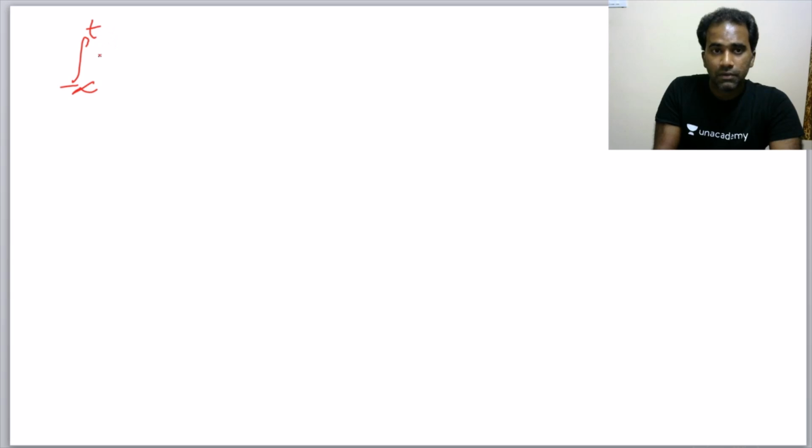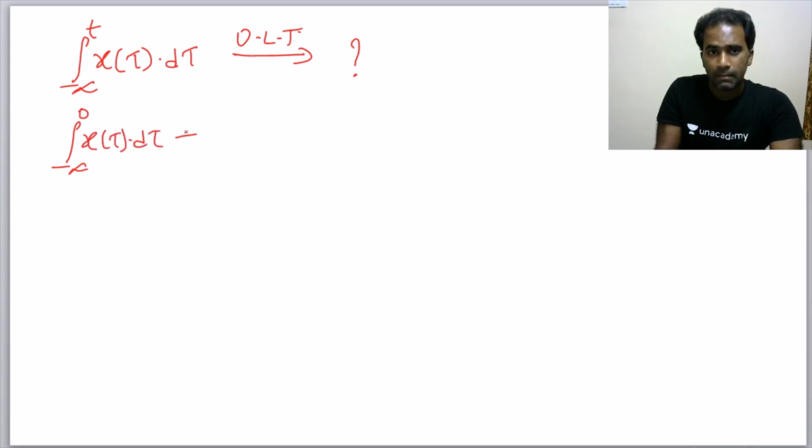Minus infinity to t, x of tau d tau. The unilateral Laplace transform is equal to, we're supposed to find this. So let us rewrite this as minus infinity to 0 x of tau d tau plus 0 to t x of tau d tau. Let us understand like this, unilateral Laplace transform.